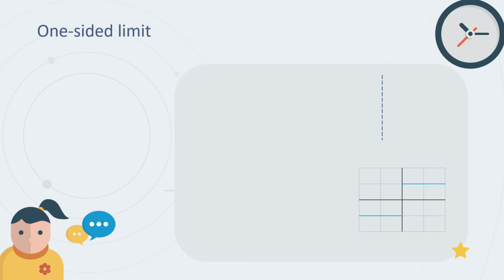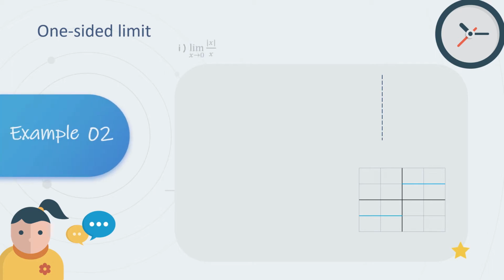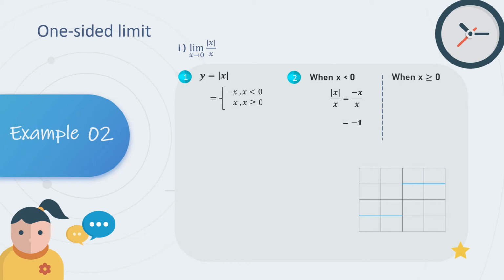One-side limits occur when the left-hand limit is not equal to the right-hand limit. Refer to the following example. Given the function limit of absolute value of x divided by x when x approaches 0. As x approaches 0 from the right, the value of f(x) approaches a limit of 1. In fact, the value of f(x) is exactly 1 for all such x. Similarly, as x approaches 0 from the left, the value of f(x) approaches a limit of -1.